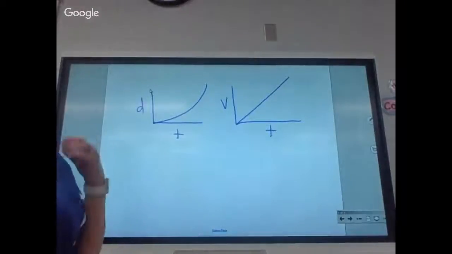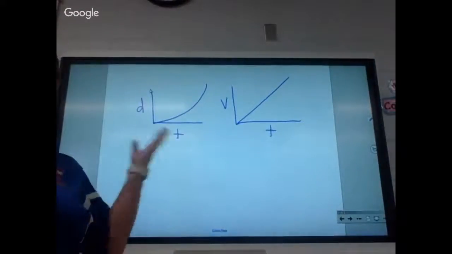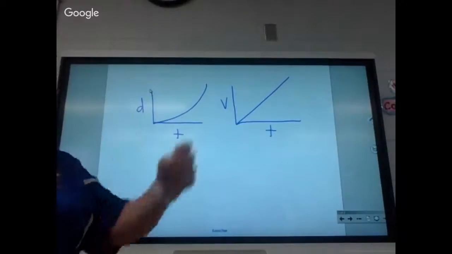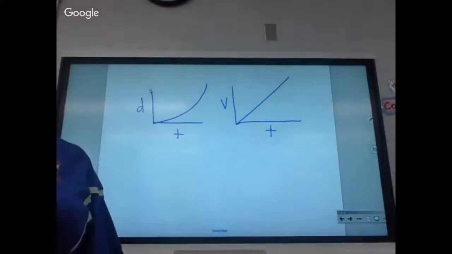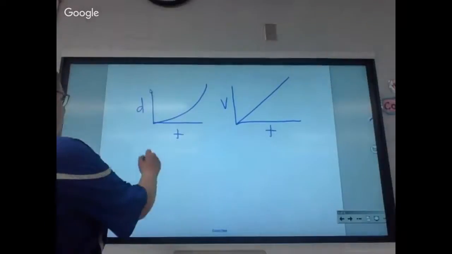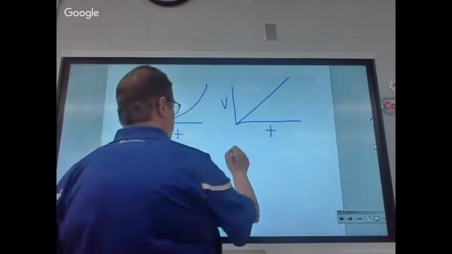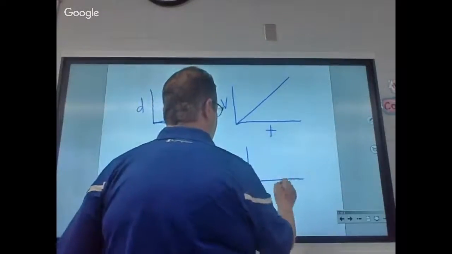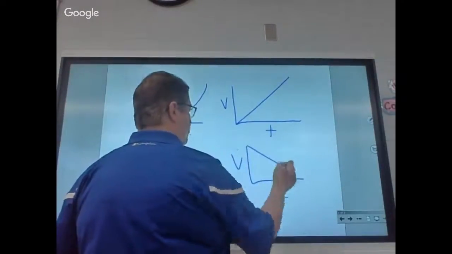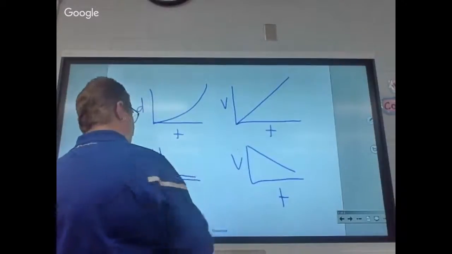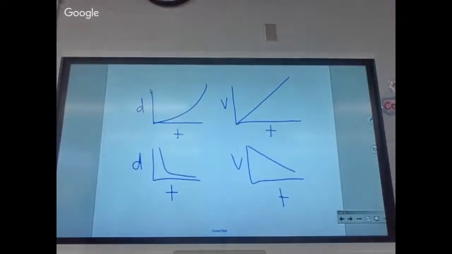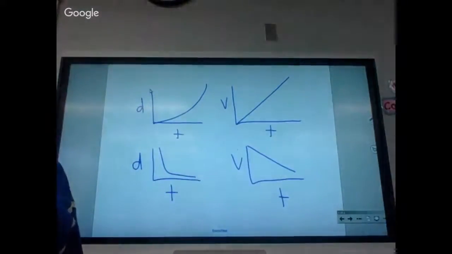So if we want to draw deceleration, what do you know you have to do to those graphs for it to decelerate? It has to be the opposite. Good, Otanel. All right, so to decelerate, we just have to draw it opposite. So V and T, I just need to make it go down and down. Okay, it's just the opposite. Everybody good with that? All right, so the other three are word problems.